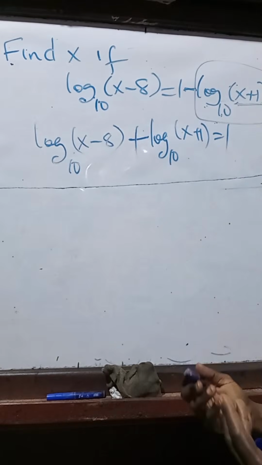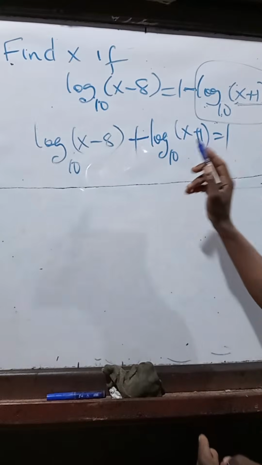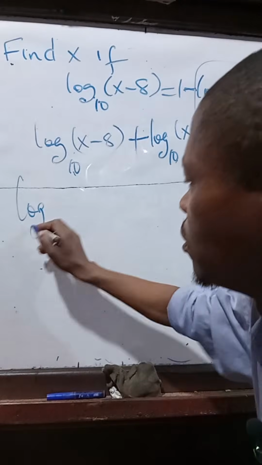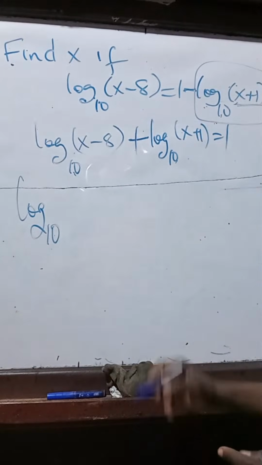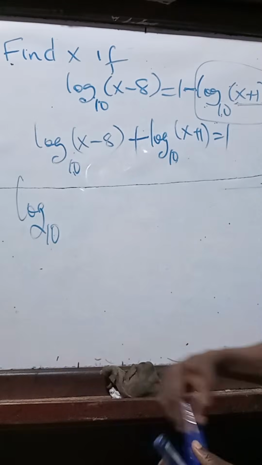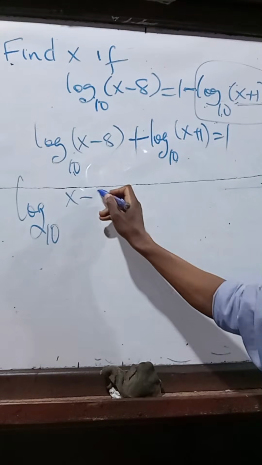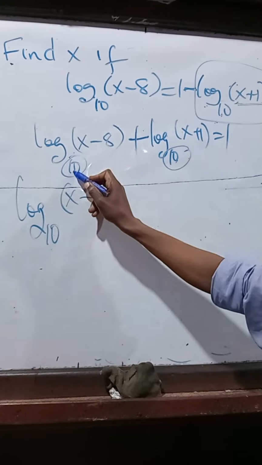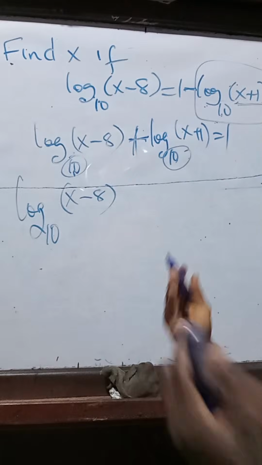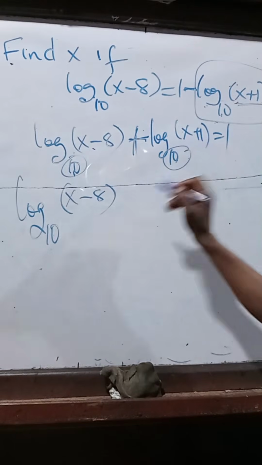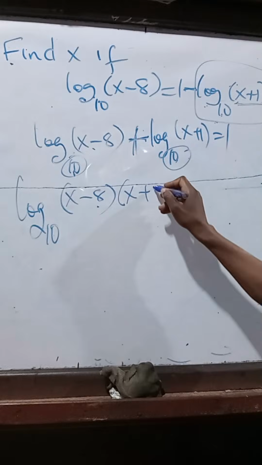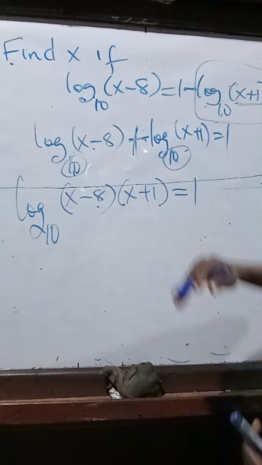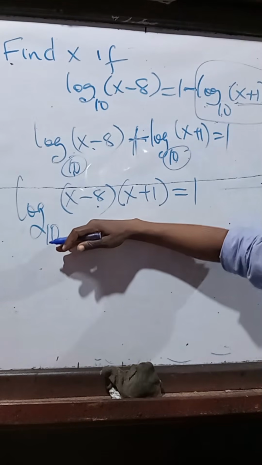Then the next thing to do is to apply the rules of logarithm. Base 10, base 10. They have a common logarithm. So take the common logarithm. Okay. So you multiply. When the logarithm base is the same, base 10, base 10, and you are adding, you multiply the expression and the function together. So x minus 8 times what? X plus 1 equal to what? Equal to 1.